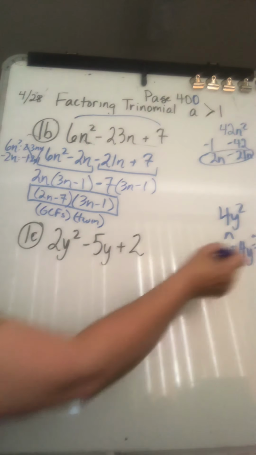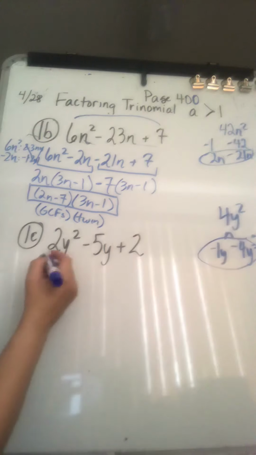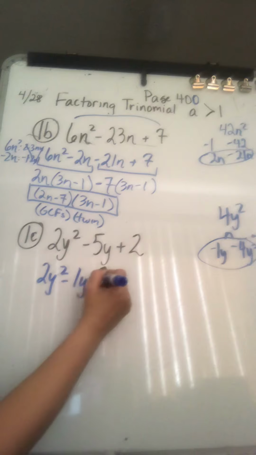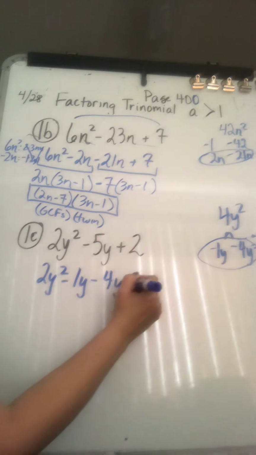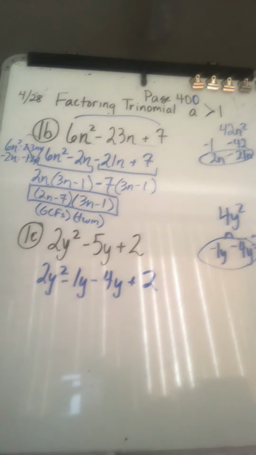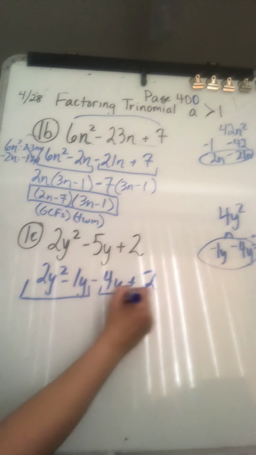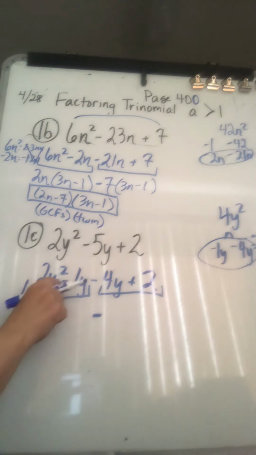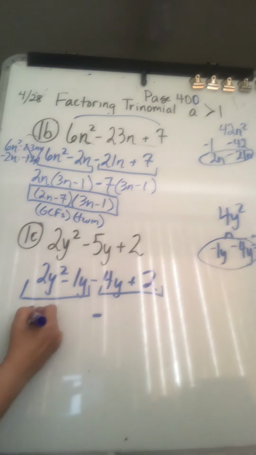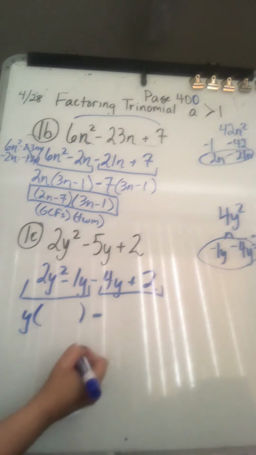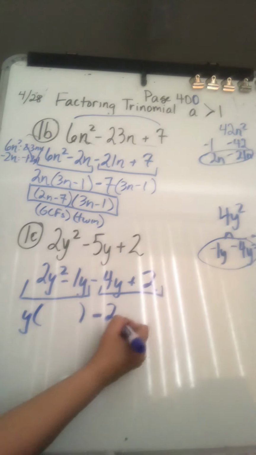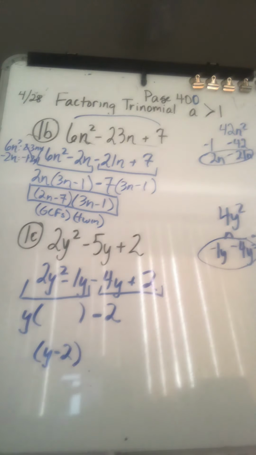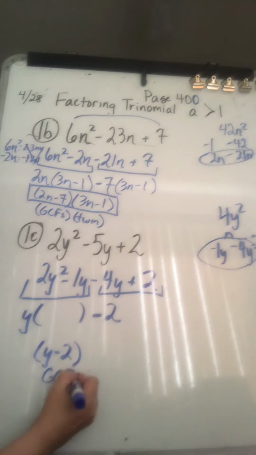So, my new middle term: 2y squared minus 1y minus 4y plus 2. I'm going to factor by grouping. Bring down my sign. The only thing I see they have in common is a y. And I can see I have a 2 right away there. So I have y minus 2. GCFs already are here.